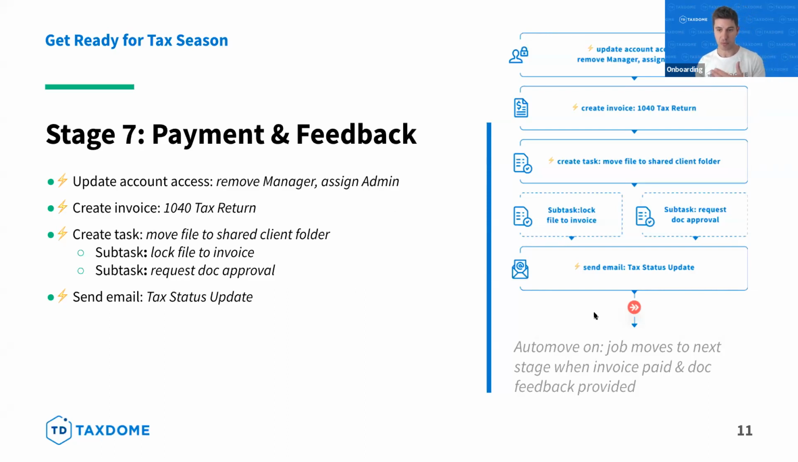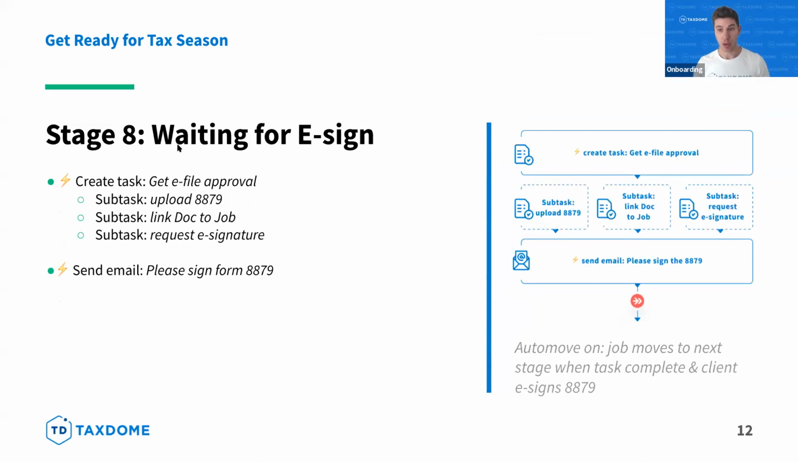As soon as that happens, remember, auto move is on. So because auto move is on, the job is going to move to the next stage automatically. Remember, we've just gotten an invoice, we've gotten feedback from the client. Presumably they accept the file, they're happy, they say, great, let's go to e-filing. Now you need to get approval. So at this point, again, this is still admin work. This is not something you need to prepare to be doing, but you need to get the e-file approval.